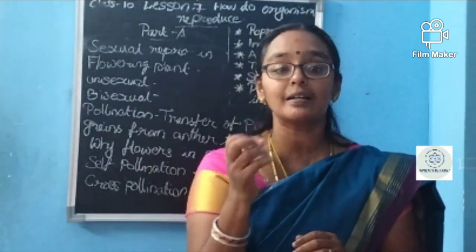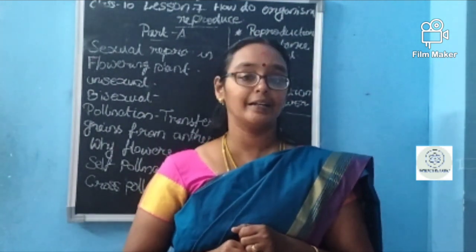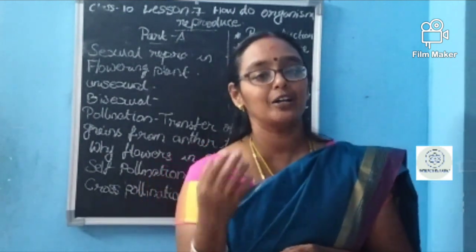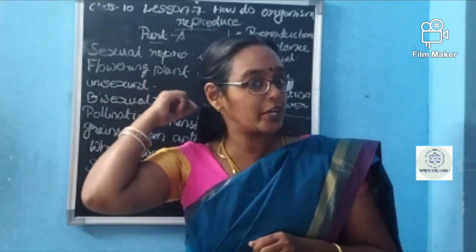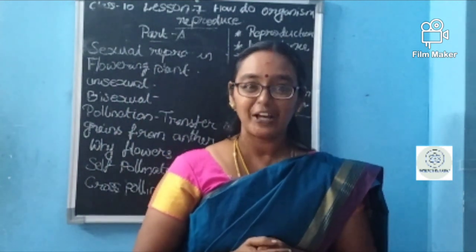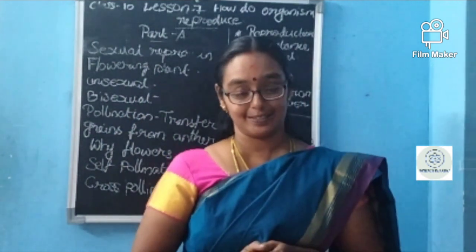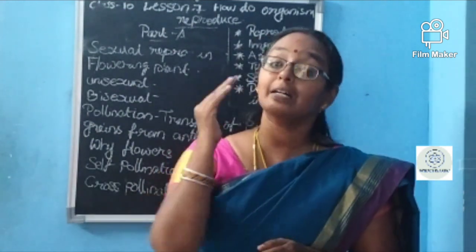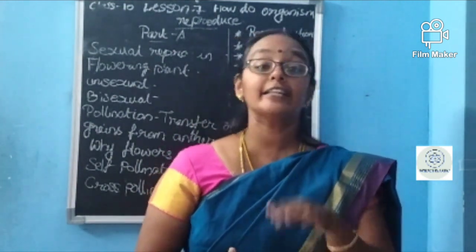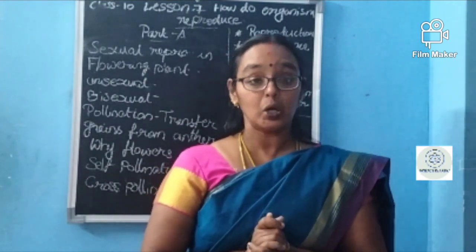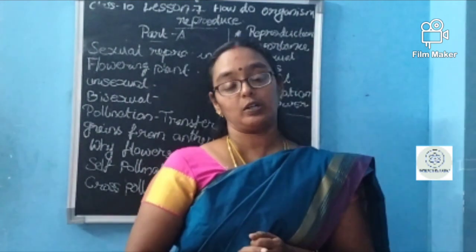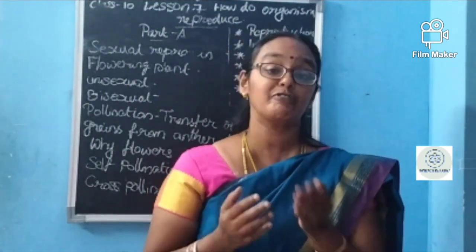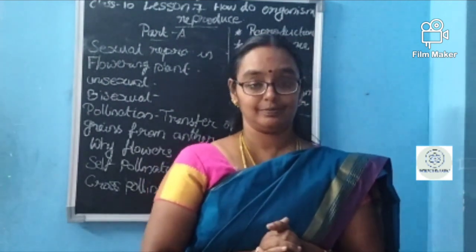Why are there flowers in plants? Any idea? Flowers are not there for the girls to keep in the head, but they have their own purpose. Actually, the flower contains the male gamete and the female gamete. So, pollination has to occur. What is pollination? The fusion of the male gamete and the female gamete should occur.